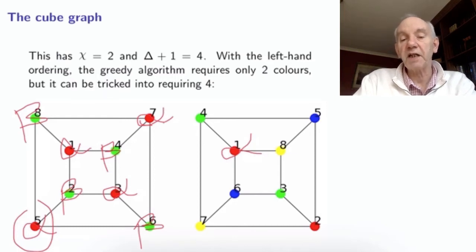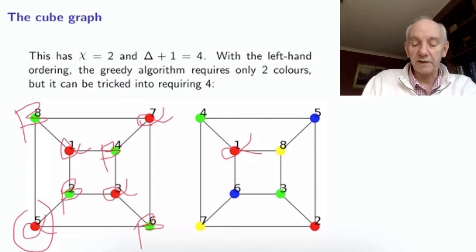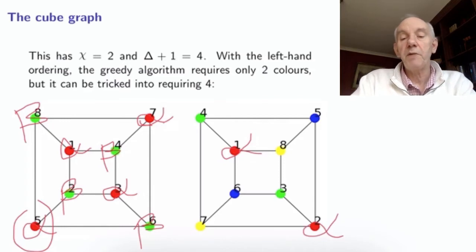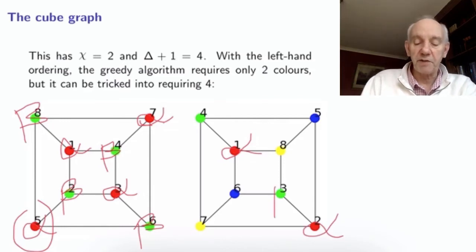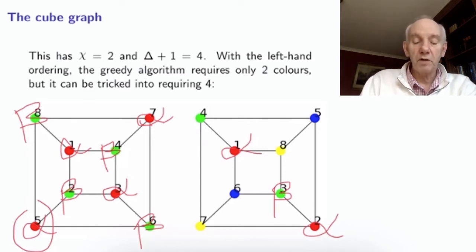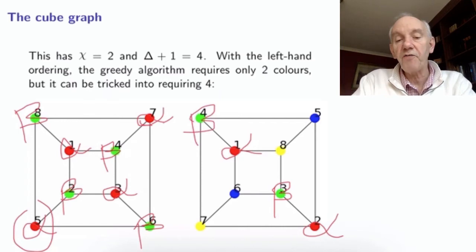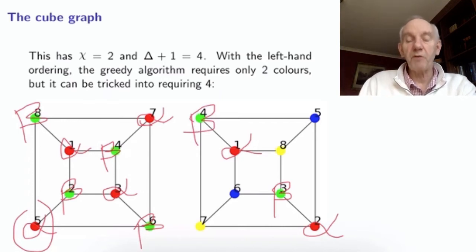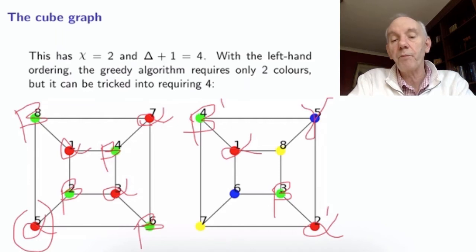Then we go to vertex 2, that's not connected, so that has to be alpha again. Then vertex 3 has to be beta because it's connected to an alpha. Then vertex 4, which again has to be beta. Then we go to vertex 5, but you see the problem with 5, it's connected to an alpha here and a beta there. So it can be neither alpha or beta. It has to be the next colour in the list, which is gamma.